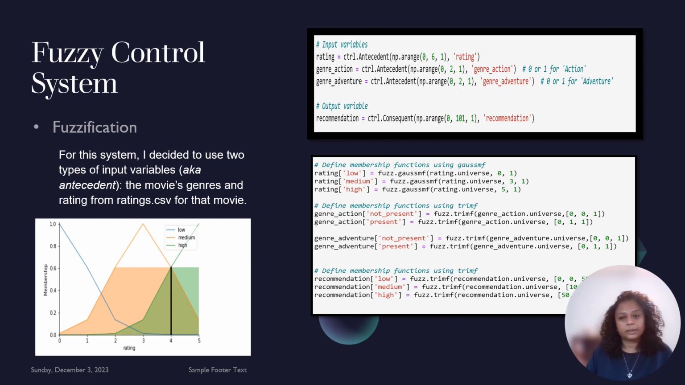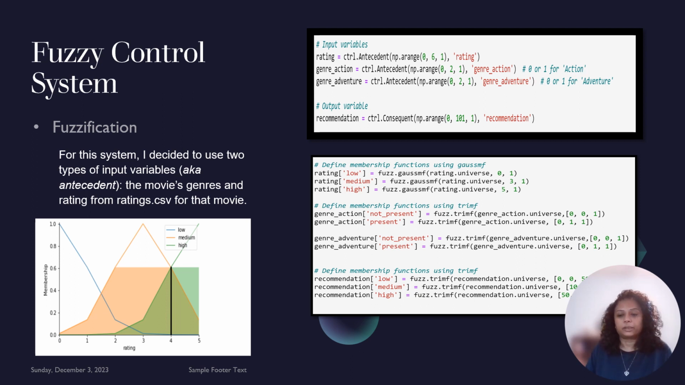For this system, I decided to use 2 types of input variables, aka antecedents: the movie's genres and the ratings from ratings.csv for that movie. The user's movie input above shows that all the 5 movies have action and adventure as their genre. In the interest of time, to narrow down the scope of the project and to minimize the number of rules to be coded, I am considering only 2 genres, that is action and adventure. And the output variable, aka consequent, is the recommendation percentage.